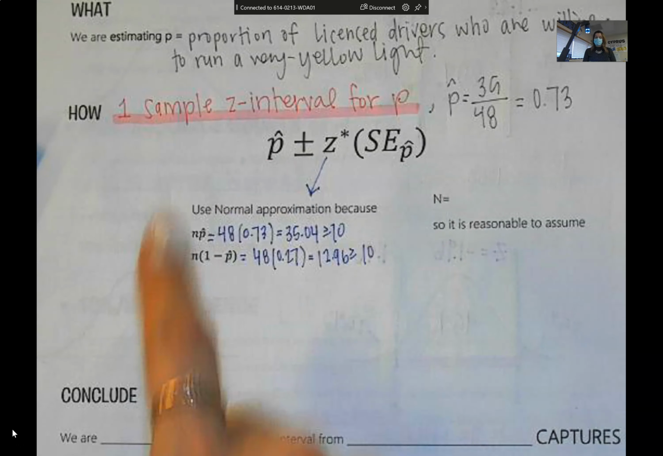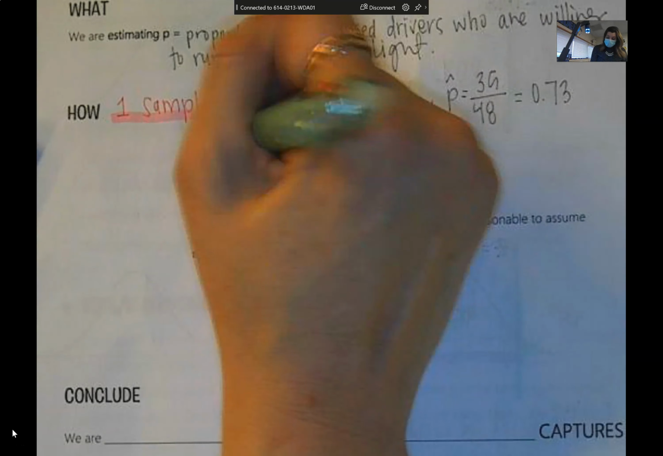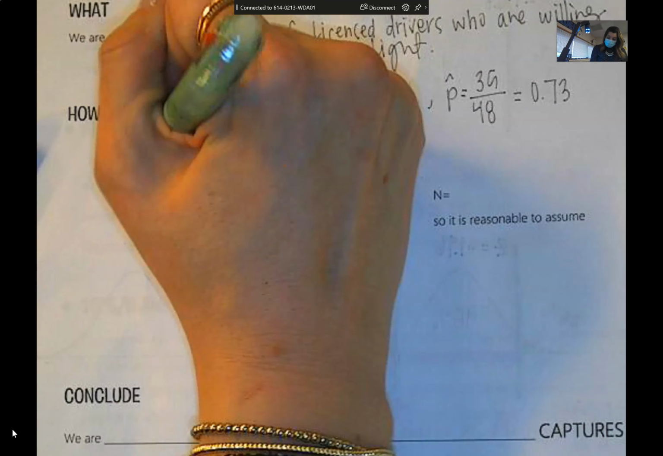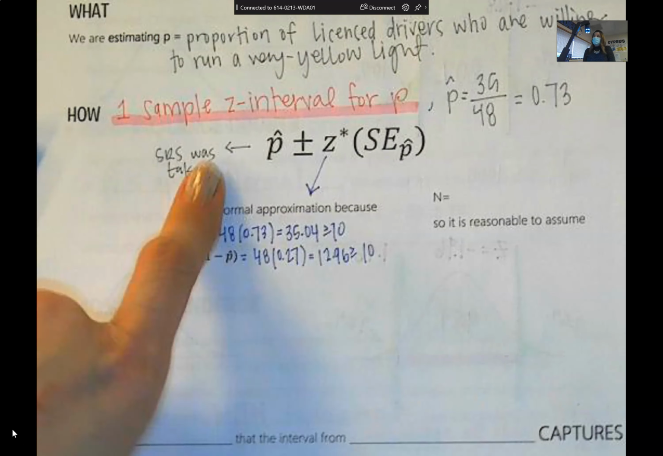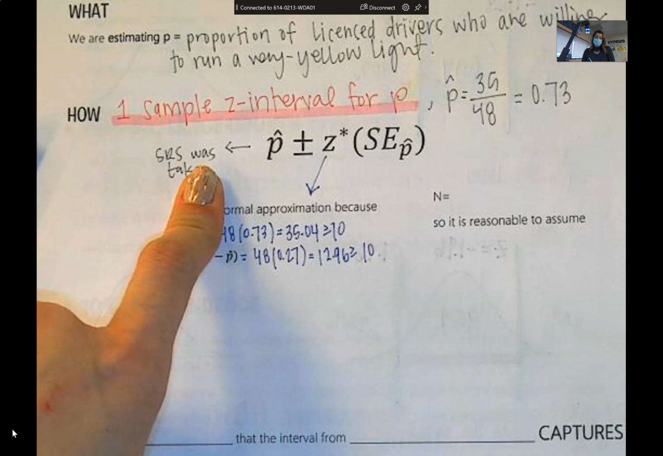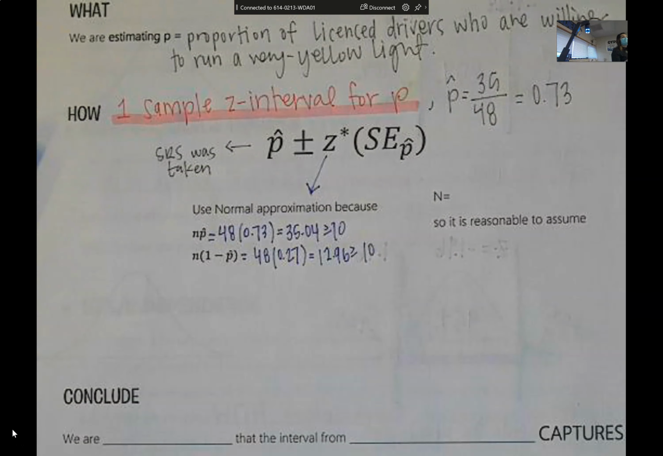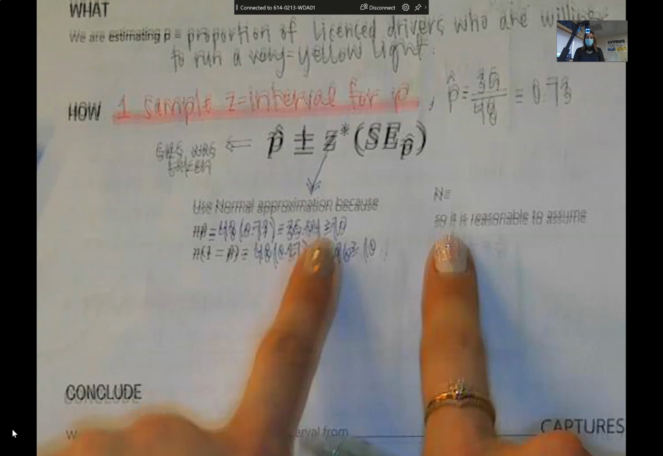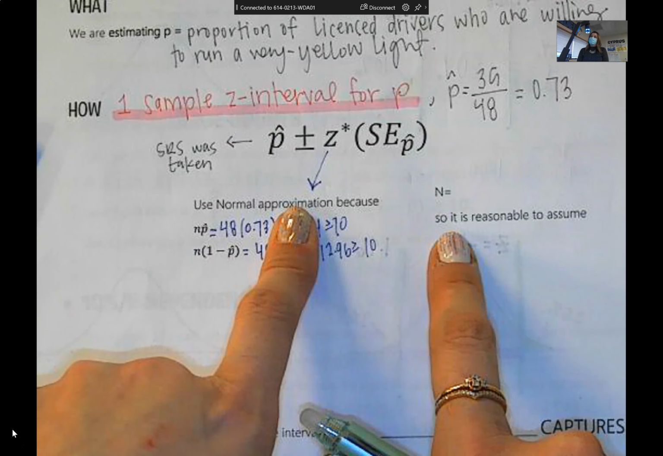And all I'm asking myself is, does my sample represent the population? Yes, if it's random, it does. So if you wanted to check all of them here, you could just say SRS was taken. You are not required to check this though. And by that, I mean you are not required to write it down to get full credit. The only ones you have to write down for full credit are these two. So yes, we can use the normal approximation.